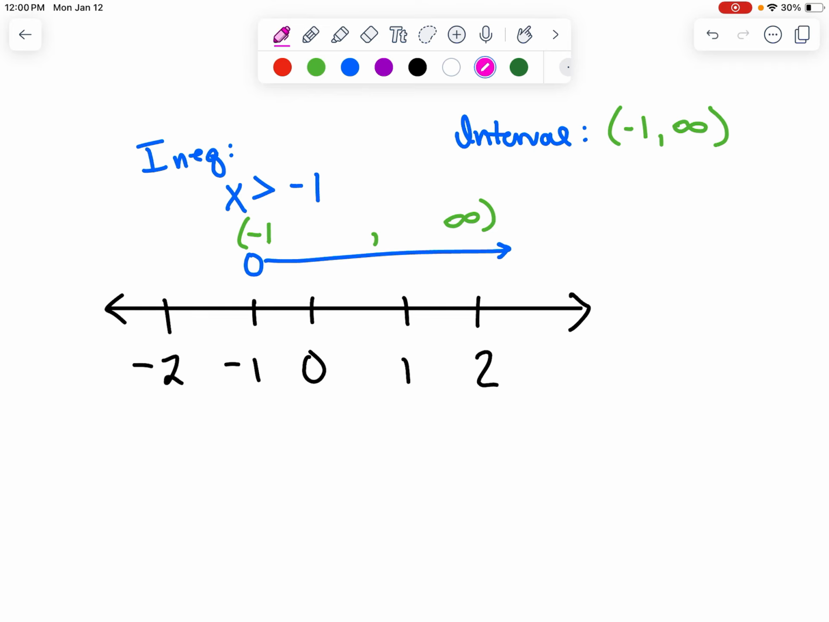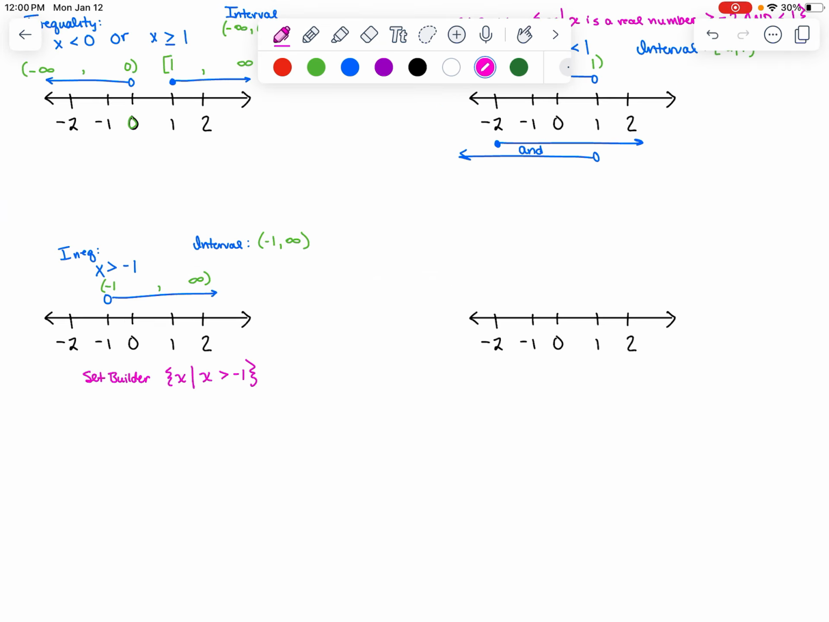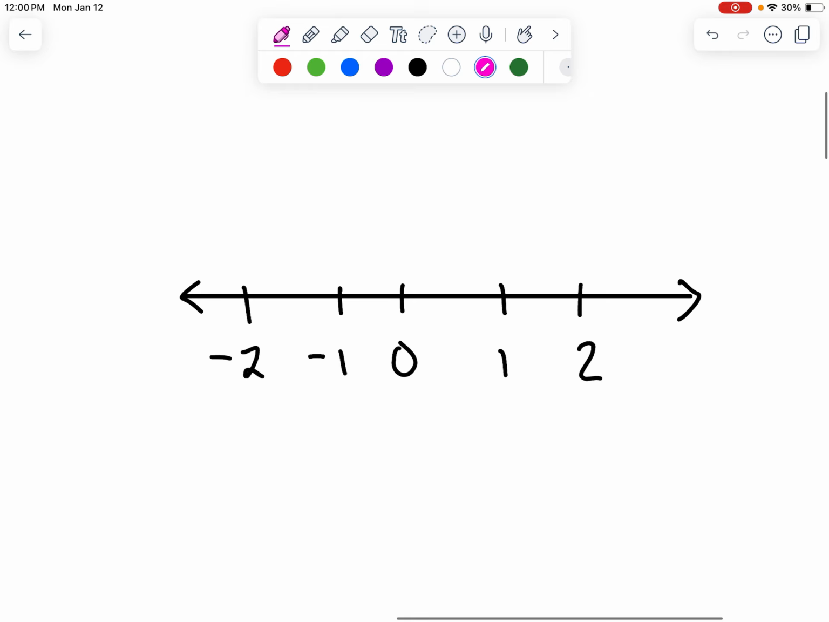In set builder notation, you would say my variable is x, and x is just greater than -1. And you're more than welcome to say that with a whole sentence, or really even just saying it like that is perfectly fine.